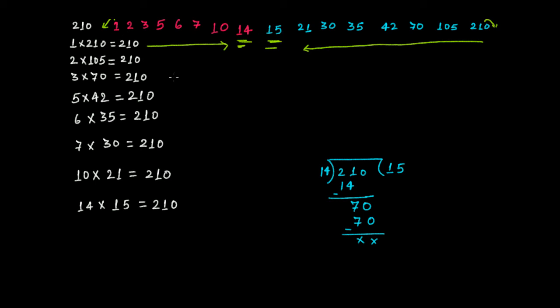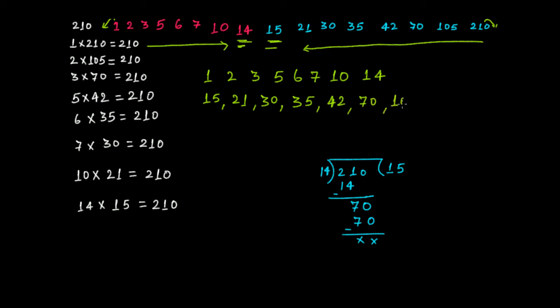Let me write it again. So 1, 2, 3, 5, 6, 7, 10, and 14. This will be 14, and you have 15, 21, 30, 35, 42, 70, 105, and 210.